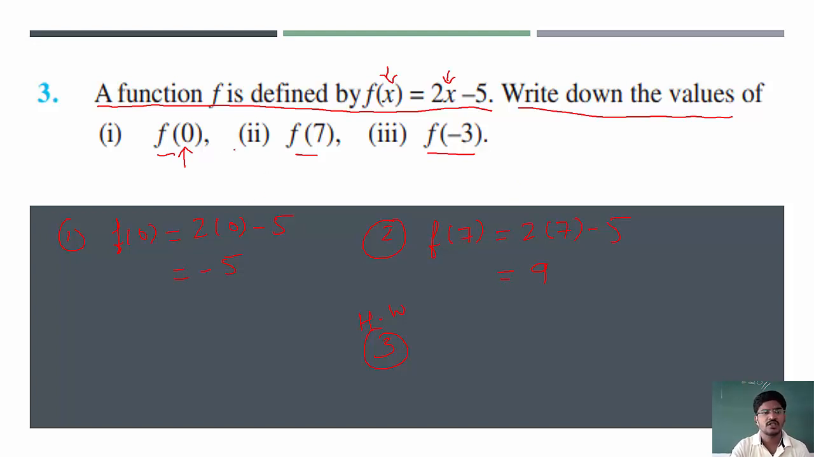Again, if you want the explanation again, see f of 0 means x value is 0. Put x value 0. F of 7, x value is 7. Put x value as 7. F of minus 3. Put x value as minus 3. That's all. Clear? Okay. Let us move to the next problem.